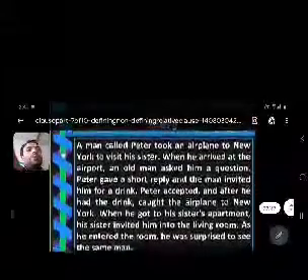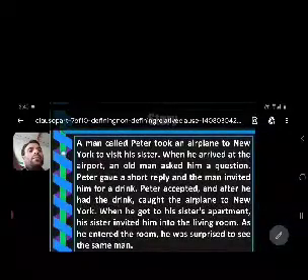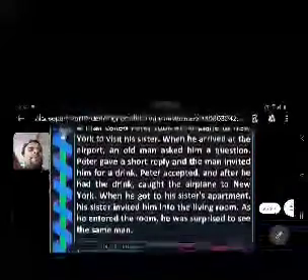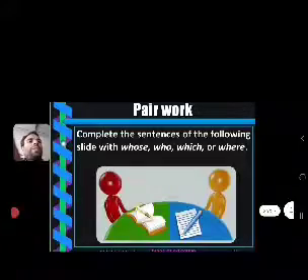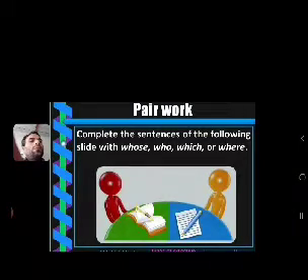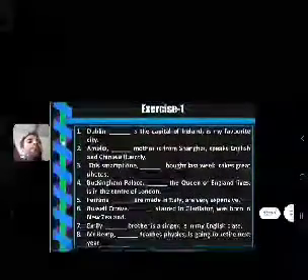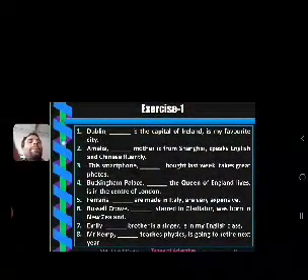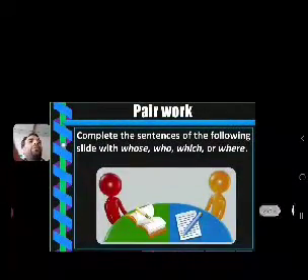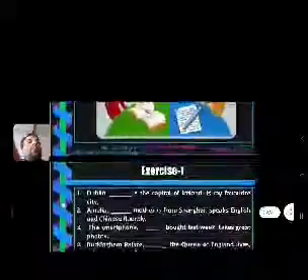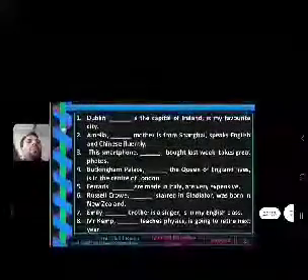So what you have to do is rewrite the sentences using non-defining relative clauses. Take your time and write down. Then pair work. Complete the sentences of the following slide with whose, who, which, or where. Now let us see. This is exercise number 1. Here you have to use WH words.